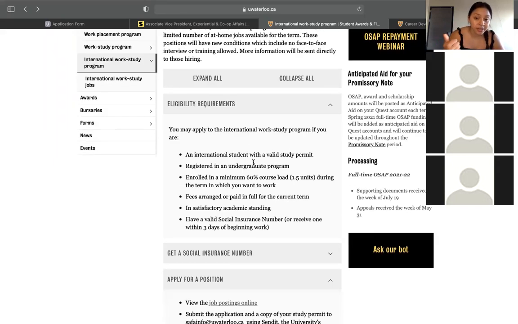You have to be an international student. You have to be registered in an undergraduate program. And you have to be enrolled in a minimum of 60% of your courses. So that means you have to be a full-time student, which you guys are gonna be anyways. So you have to pay your tuition, so have no balance in Quest. And then they're asking for satisfactory academic standing and a social insurance number. For those of you who are already in Canada, you will probably have that by now. But for those who are coming to Canada, that's something that you get here once you come.